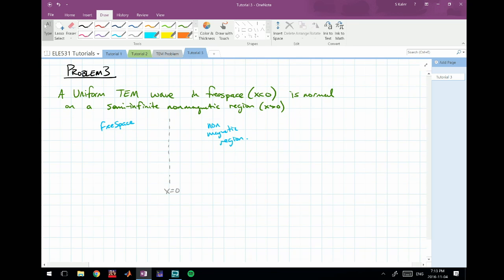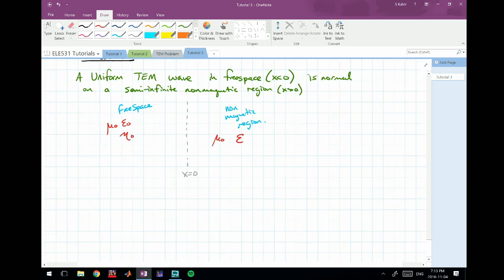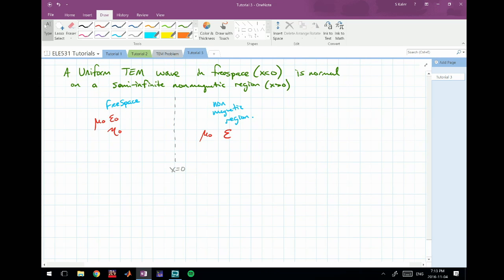So in free space, we know I have mu naught, epsilon naught, eta naught. Here I have mu naught because it tells me it's non-magnetic. I have epsilon. I don't know what it is. I can't assume it's epsilon naught because it's not free space. And because I have epsilon, then I must have some generic eta. We'll call it eta D for dielectric. It doesn't say it's a dielectric, it just says it's non-magnetic, but we'll assume it's a dielectric. It doesn't really matter. We can call it eta D, whatever you want.